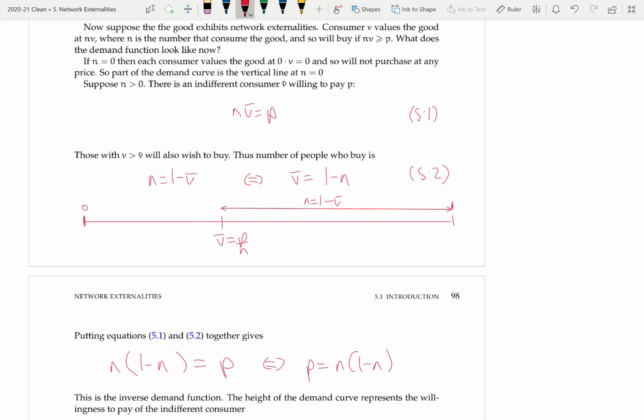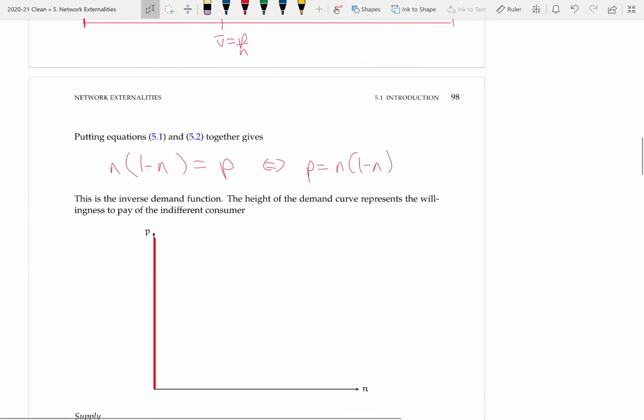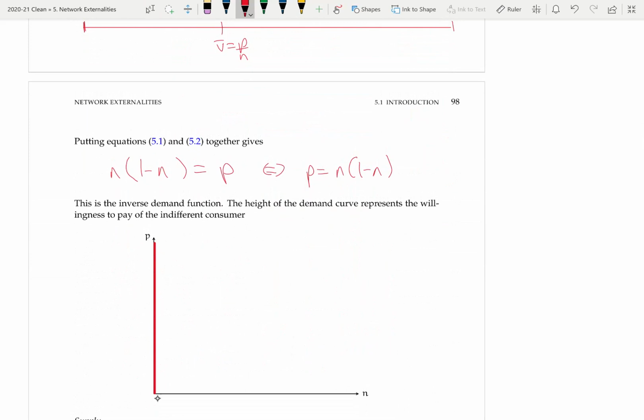It's a quadratic. We've got N times 1 minus N. When N equals 0, P is 0. When N equals 1, P is also 0. So we have these two horizontal intercepts, and then we'll draw an upside down U shape because the quadratic term here is minus N times N, which is minus N squared. So it has a negative coefficient. So we have horizontal intercepts at N equals 0 and N equals 1.